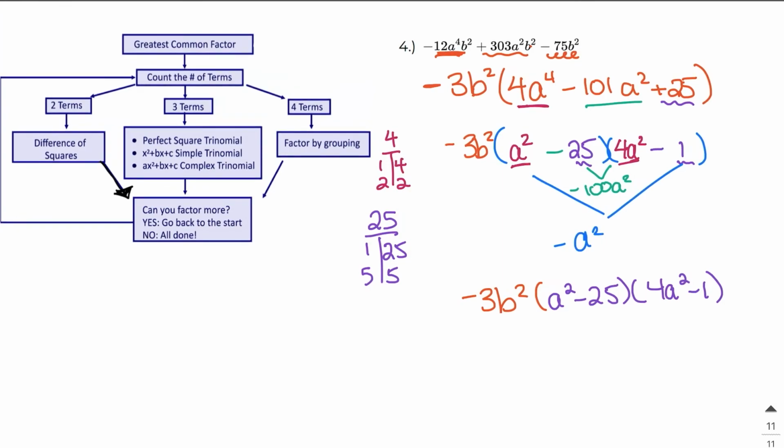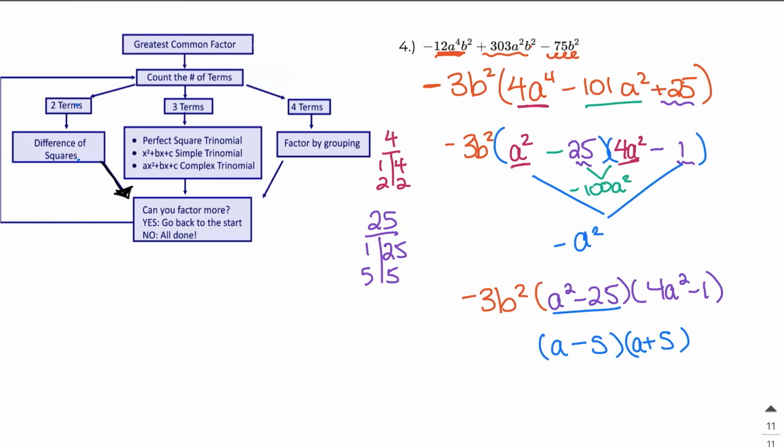So the negative 3b squared, I'm not going to really touch. The a squared minus 25 has two terms, and it is a difference of perfect squares because I have subtraction. I have two perfect squares, and we already have established that it is a binomial. It has two terms. So that means that I'm going to use a, 5 and 5, because the square root of a squared is a, the square root of 25 is 5, and I'll put a minus and a plus.